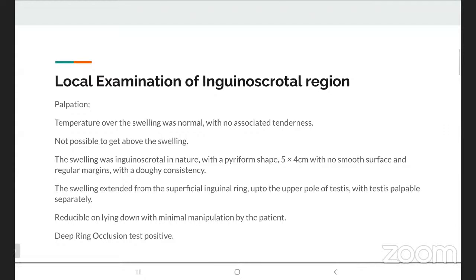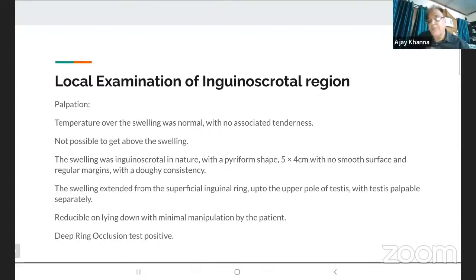Just because it is an indirect hernia, don't bring in pyriform shape. If you are sure, okay, but I'm a little doubtful when you say inguinal scrotal swelling, as it is only 5 into 4 centimeter. It's a very small swelling to call it an inguinal scrotal swelling. So we must measure it properly and put the appropriate shape. Okay, sir.